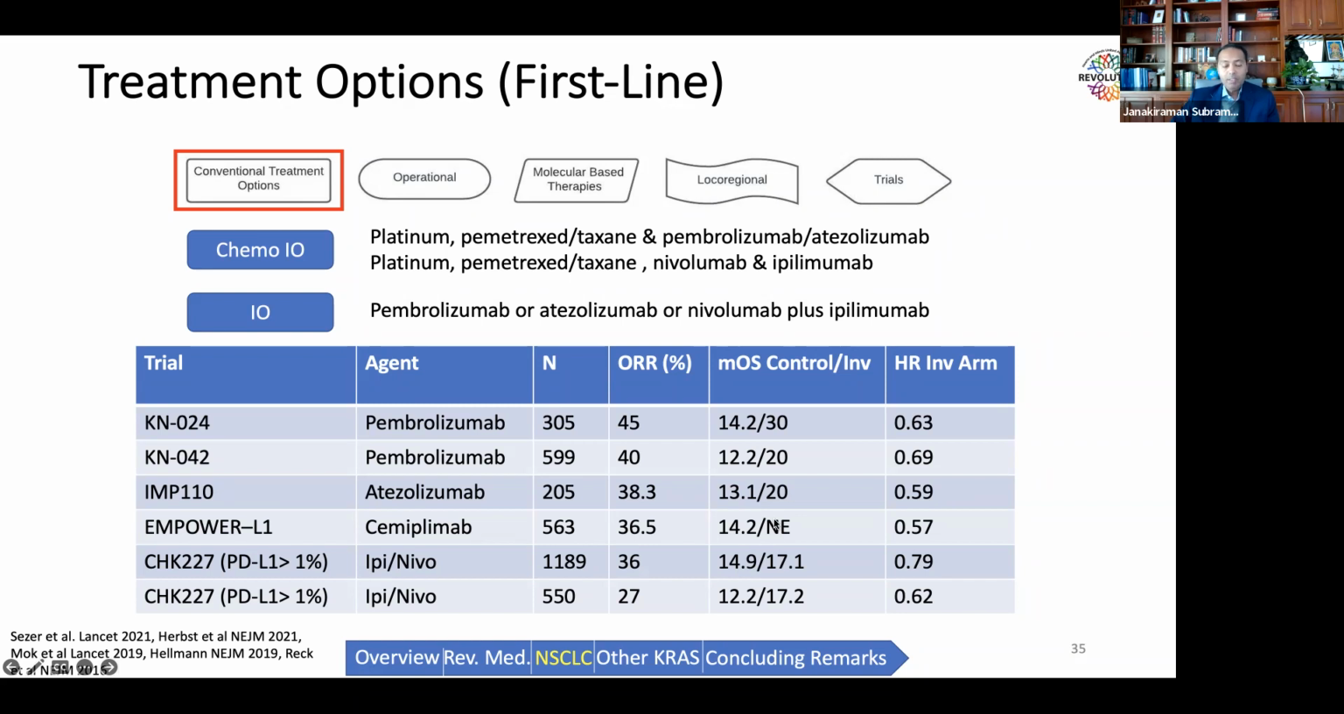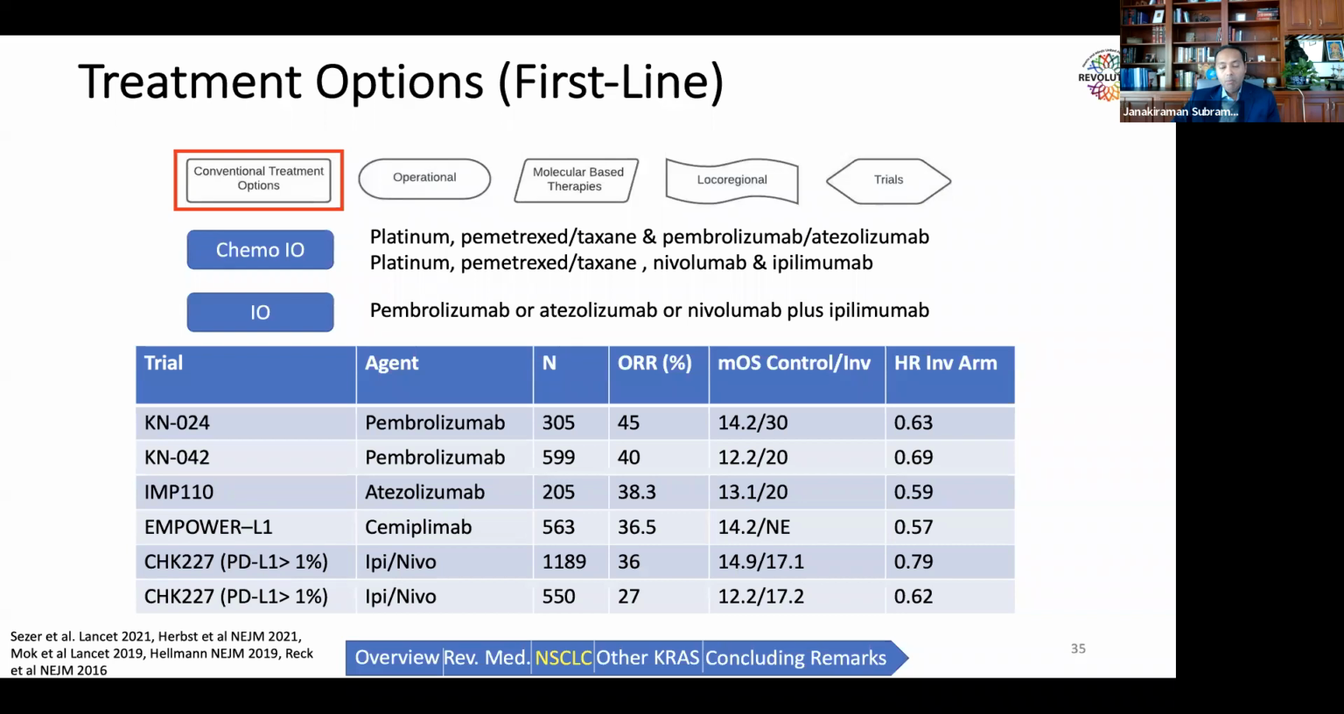Checkmate 227, an interesting study. This is the use of a checkpoint doublet here. Again, ipilimumab, which is a CTLA-4 inhibitor, plus nivolumab, which is a PD-1 inhibitor. And you can see that they looked at both PD-L1 positive, and I'm sorry, the lower row, the last row, should have actually been less than 1%. But it's a typo there.